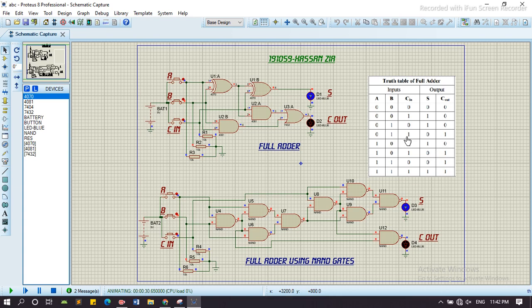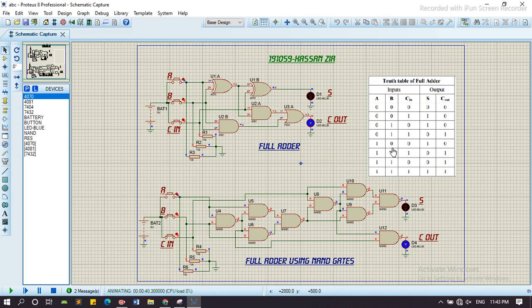When B and carry in are both 1, with A equal to 0, we can verify this. Now the sum is equal to 0 and carry out is equal to 1. Similarly here in both circuits. Now we go to this.